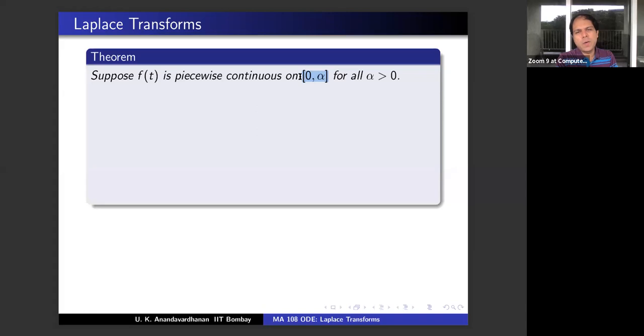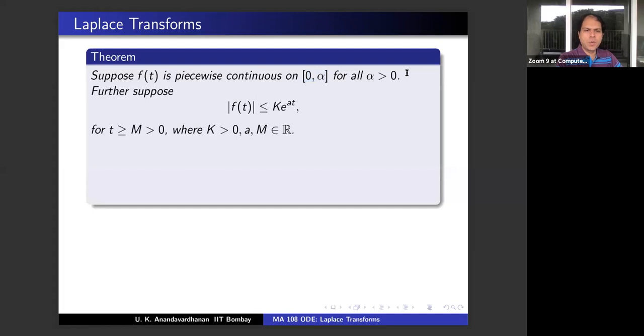This is just a way of writing. See, piecewise continuity I define only on an interval. In other words, I am saying that it is piecewise continuous throughout 0 to infinity, but that's not how one says it. So I have used this formulation, 0 to alpha for all alpha positive. Basically, I'm saying f(t) is piecewise continuous everywhere.